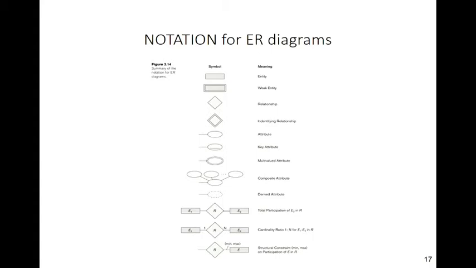Okay? So an attribute is a single oval, a key attribute has some sort of underline associated with it, the multi-valued attribute has a double oval, and the composite attribute has a set of attributes coming off of the main attribute. Derived attribute. So this is a dashed oval.